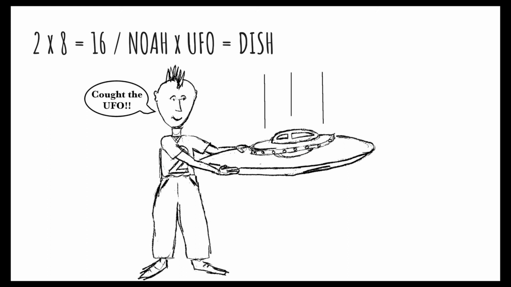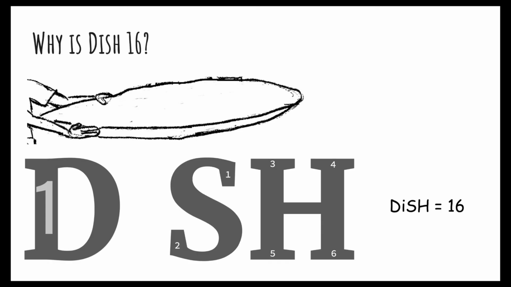This story represents 2 times 8 equals 16. Noah times UFO equals dish. Now why is dish 16? Again, dish is made up of D, I, S, H. D represents the letter number 1, and the sound SH represents 6.